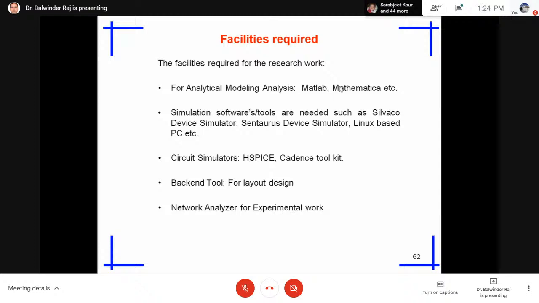Or if you have to go for circuit design based on these nano devices, you need HSpice or the Cadence tool. Then there are backend tools like the layout design tool, and the network analyzer, and for experimental characteristics you can analyze with the probe station.